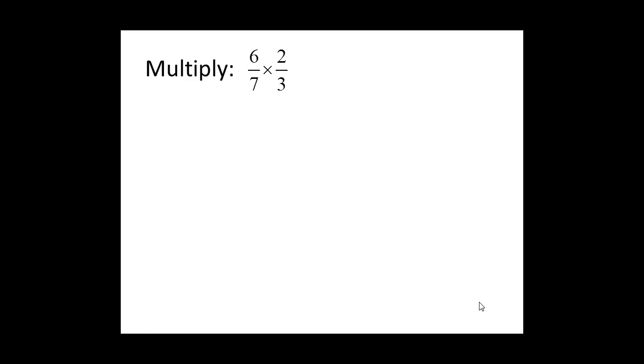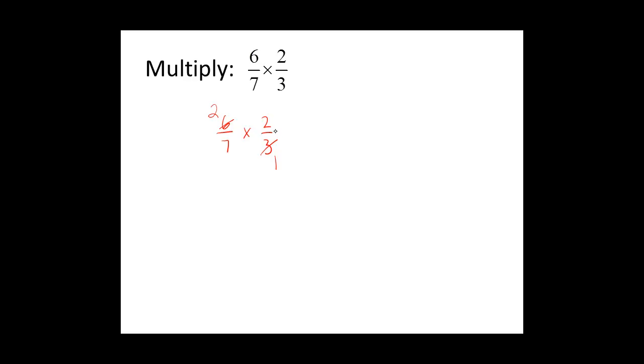Multiply 6/7 times 2/3. We will do this dividing out first. Notice we have a 6 in this numerator. 6 is divisible by 2 and 3. We have a factor of 3 in this denominator, so we can divide this numerator and this denominator by 3. 6 divided by 3 is equal to 2, and 3 divided by 3 is equal to 1.